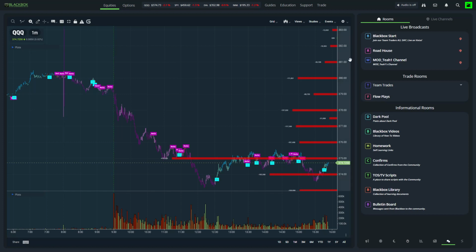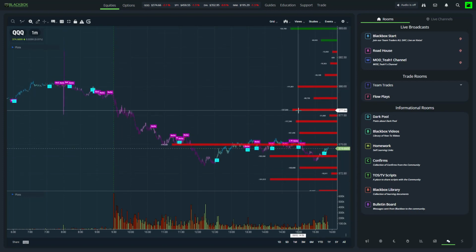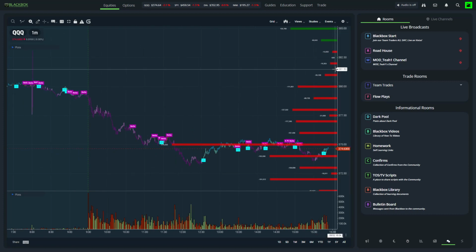what happens is it automatically draws in some red lines. If I bring this down a little bit, you'll see up above there is some green lines as well. So we're going to talk about what these all mean and what they represent in just a second. But let's talk about what GEX is first.